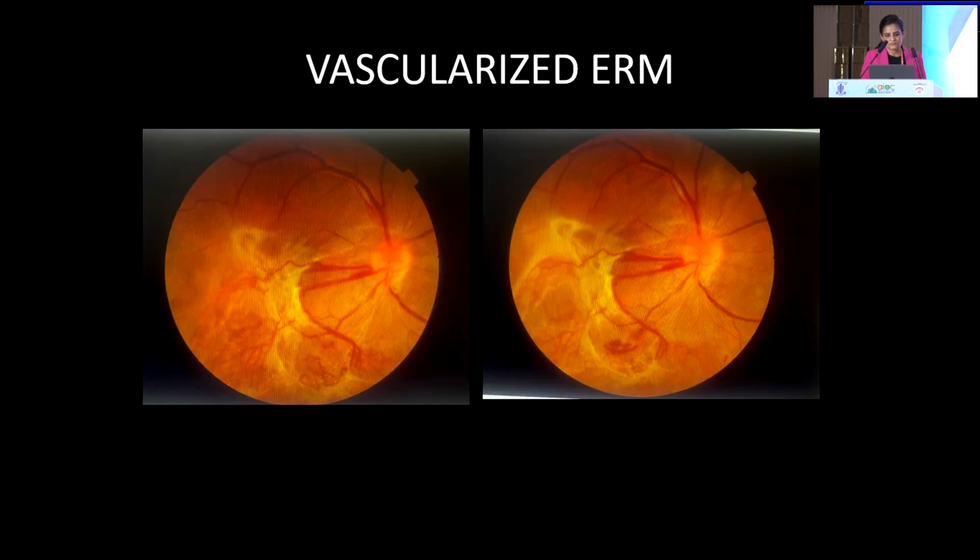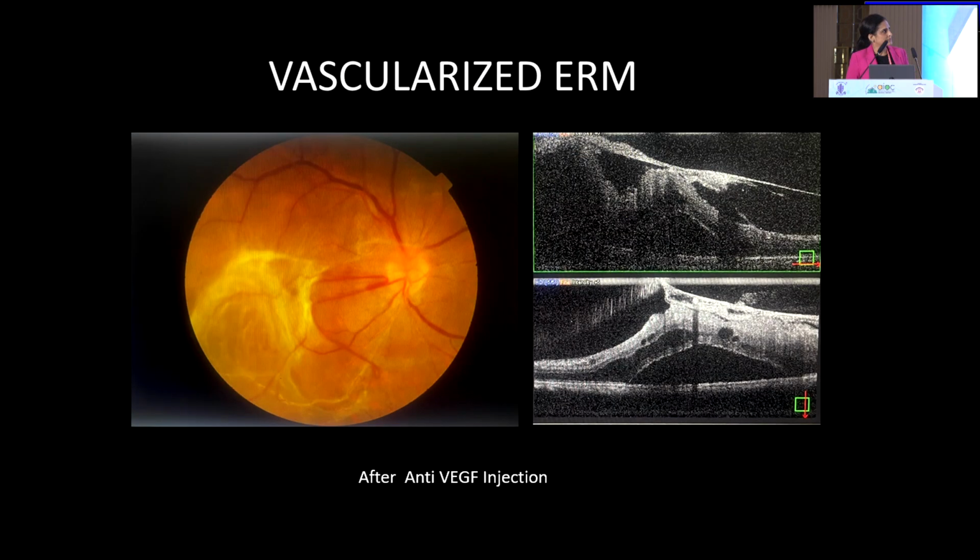So this is my last case, a case of a vascularized epiretinal membrane. Patient had a branch retinal vein occlusion. You see how vascular it is. So the patient laser was done, PRP laser was done, and the vascularity did come down after the laser. The patient was also given an anti-VEGF injection, and you see it has become avascular. This is the pre-op OCT.